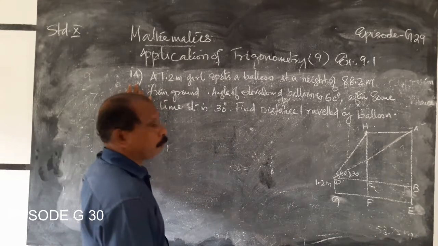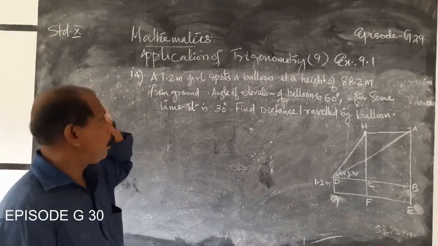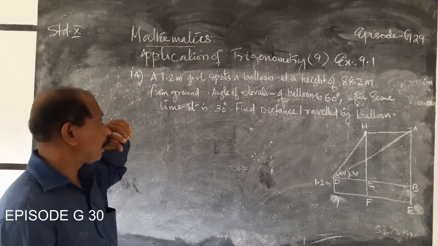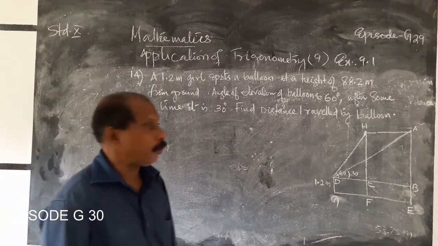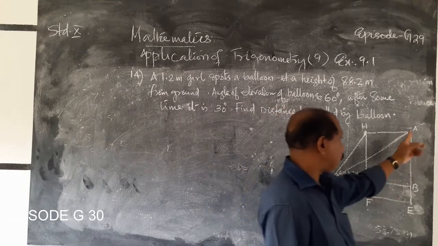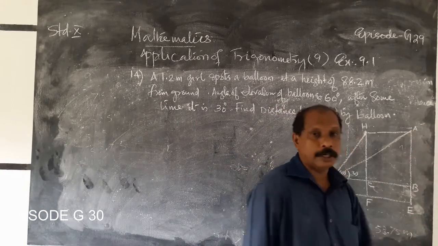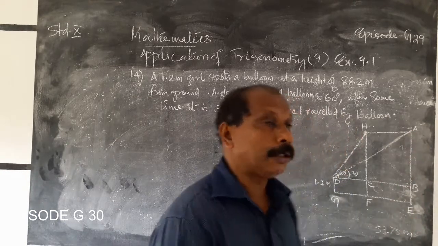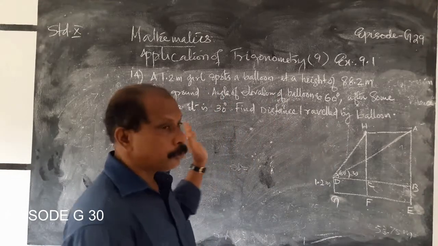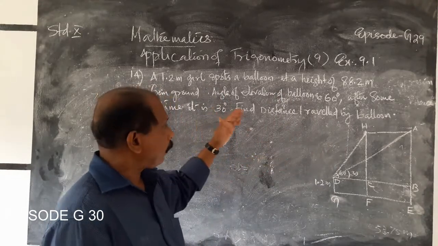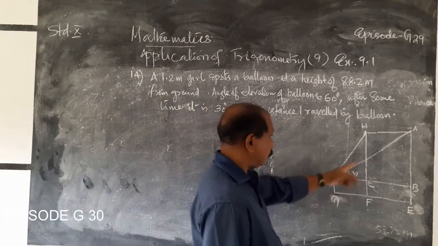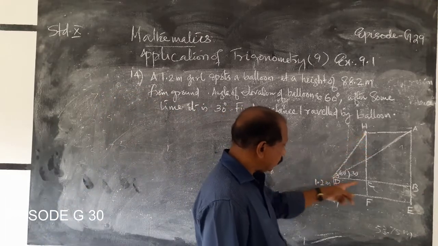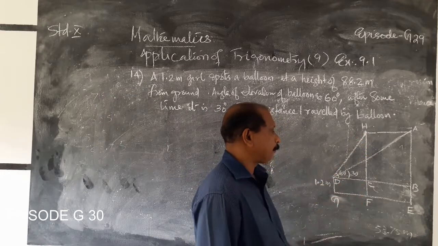The 14th question is: a 1.2 meter tall girl spots a balloon at a height of 88.2 meters. That means A is 88.2 meters from the ground. And as she moves, the angle of elevation of the balloon is 60 degrees from the ground. That is this 60 degrees, angle HDC is equal to 60 degrees.